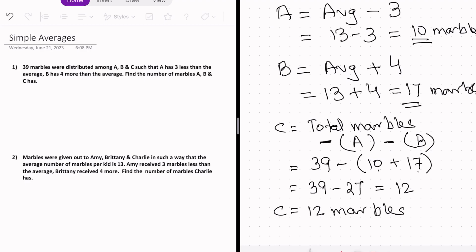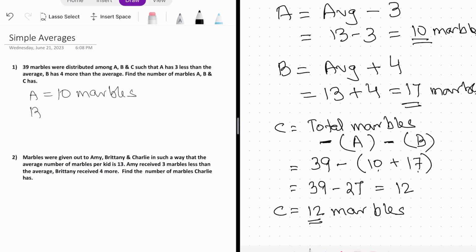Like I said, this is one of the simplest calculations that will test your knowledge of average. So if you have to write down the answers, we will write A has 10 marbles, B has 17 marbles, and C has 12 marbles.